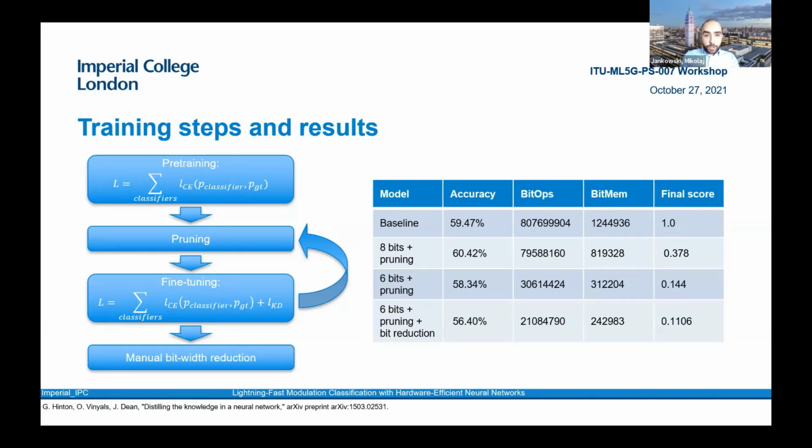As you can see in the table on the right side of the slide, our best performing network achieved a score of approximately 0.11 while staying above the required accuracy threshold of 56%. So that's it. Thank you so much for listening to our solution, and hopefully the steps are clear. But if you have any questions, we'll be happy to answer them now.